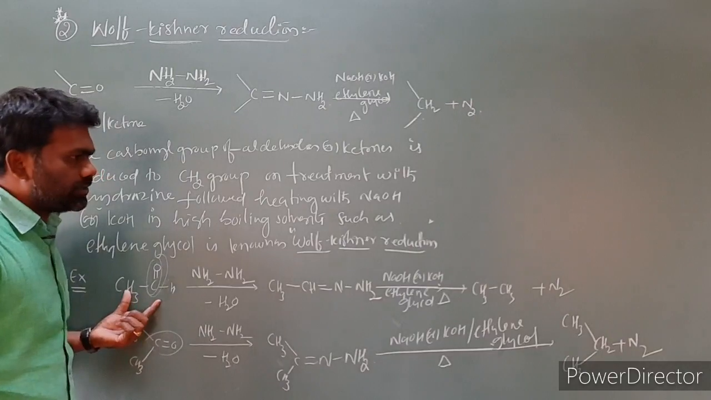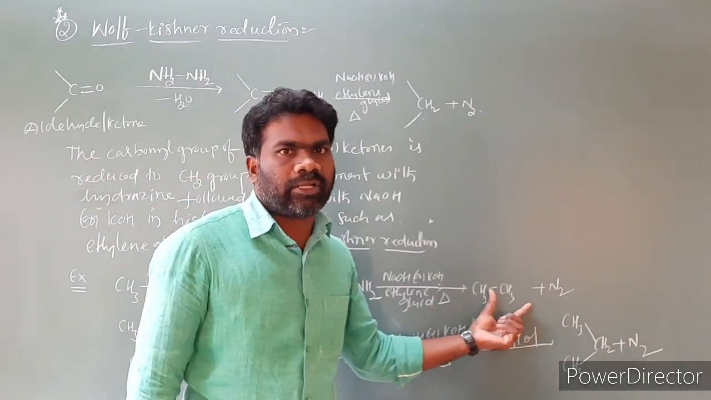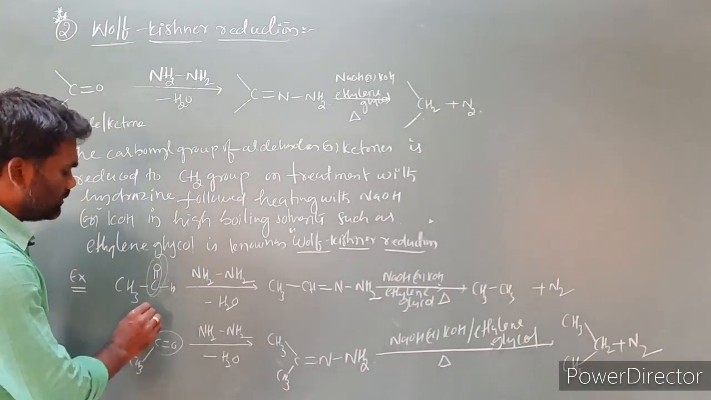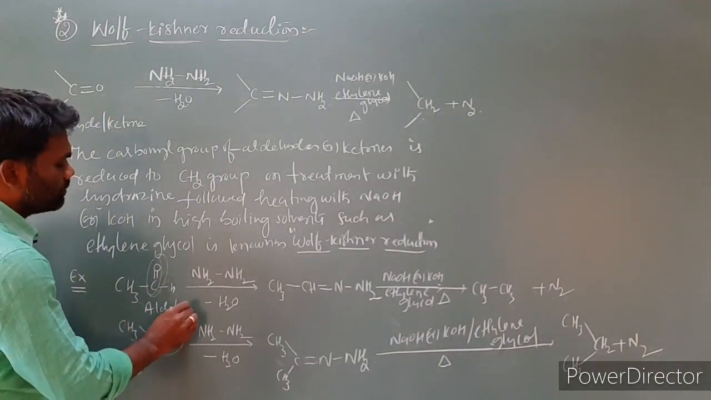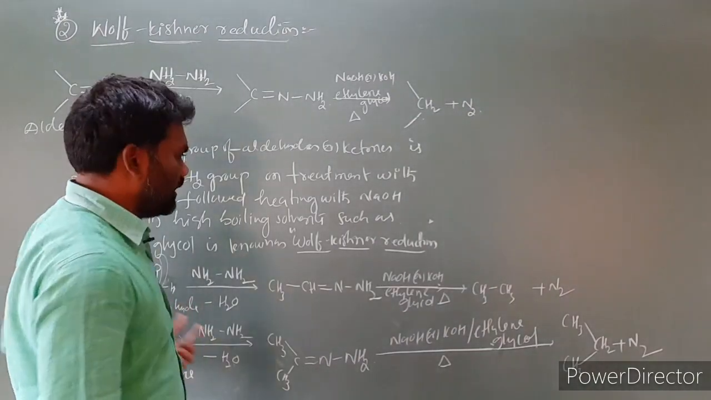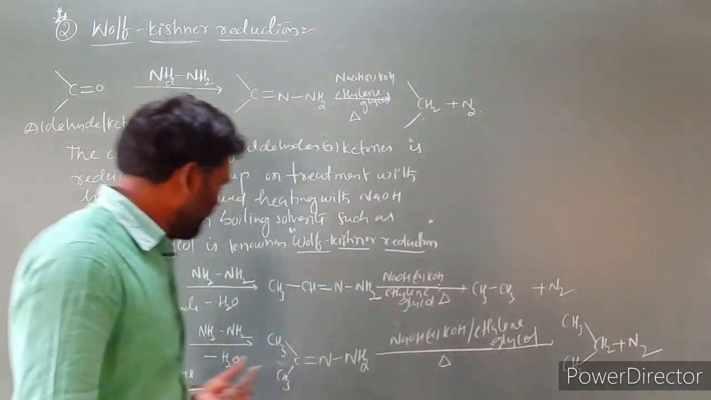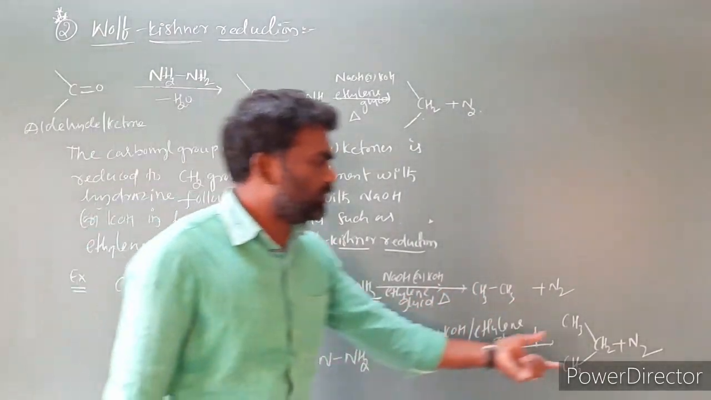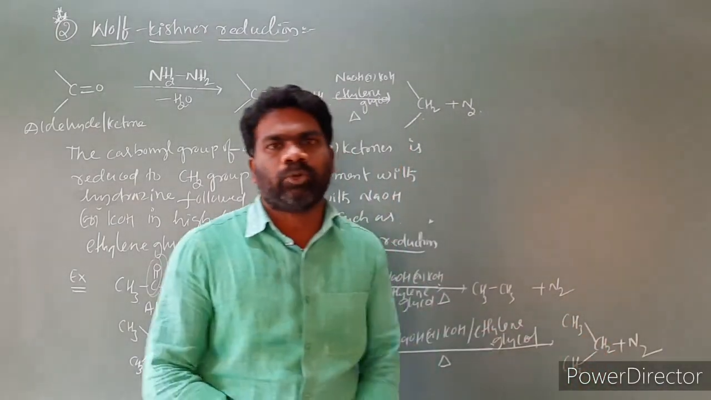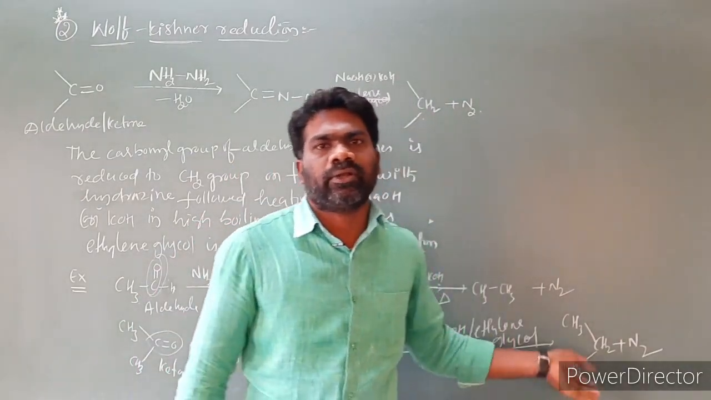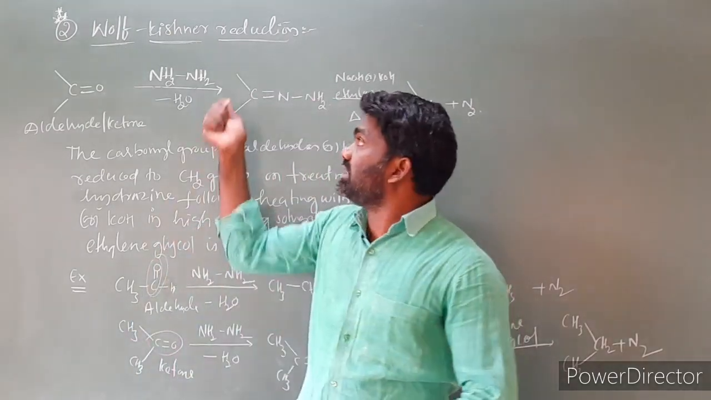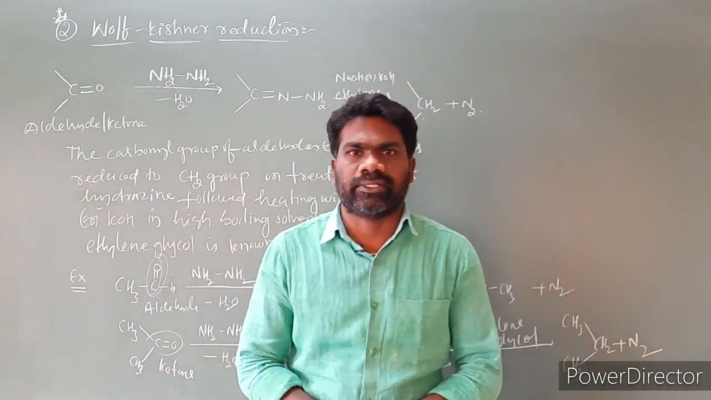In this case, if we take acetaldehyde, the product is the hydrocarbon ethane. If we take acetone, it is a ketone. This is aldehyde, this is ketone. So if I took aldehyde, the product is the hydrocarbon ethane. If I take acetone, a ketone, the product is propane, CH3CH2CH3. So the final product formed in this reaction is a hydrocarbon. Even in Clemmensen reduction, we get hydrocarbons only. So this is Wolff-Kishner reduction.